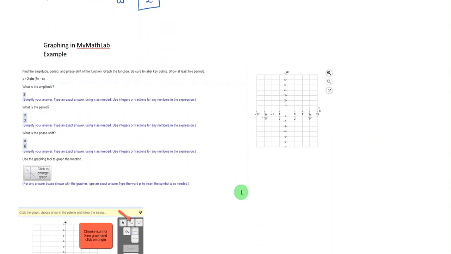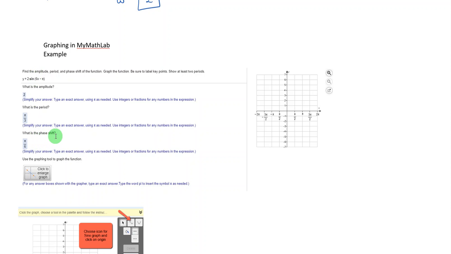Now, graphing in MATLAB. Let's look at this. So find the amplitude, period, and phase shift of the function, and then graph it. Be sure to label key points. Show at least 2 periods. So when we're looking here, the amplitude is 2. The period is 2 pi over 6.